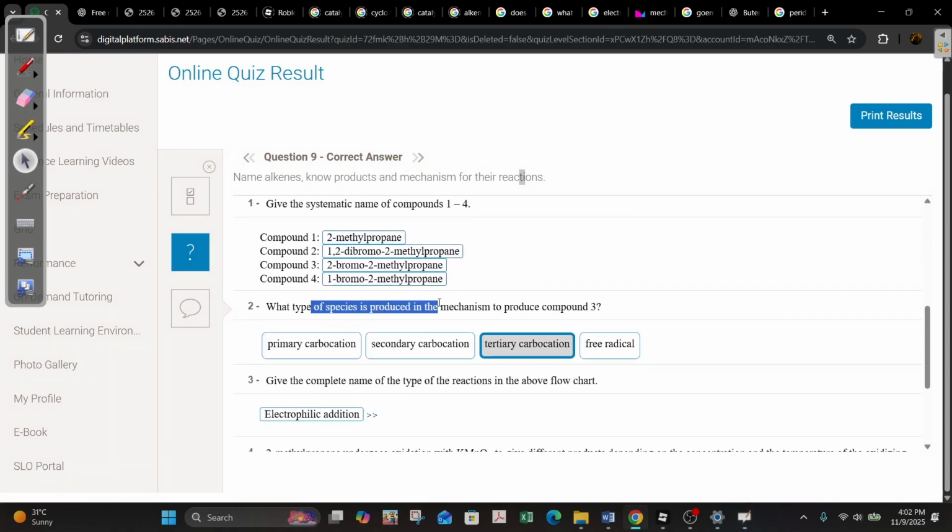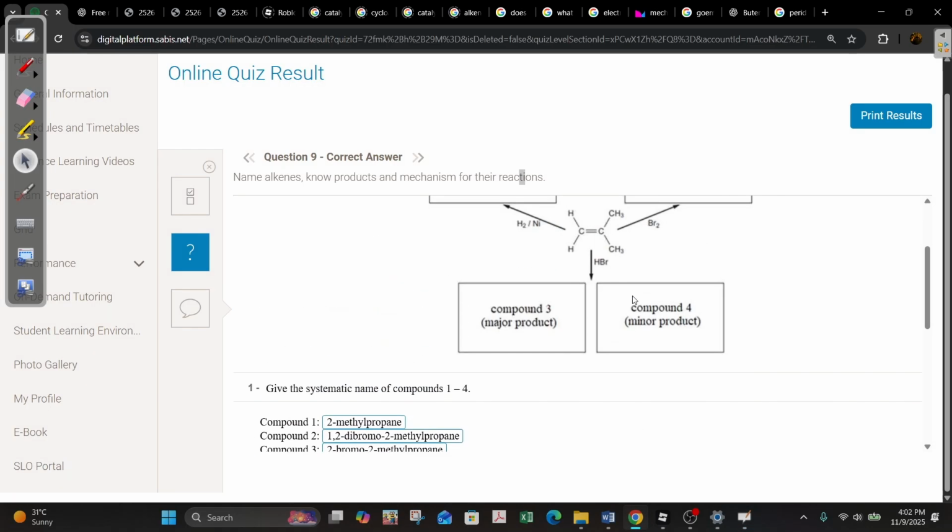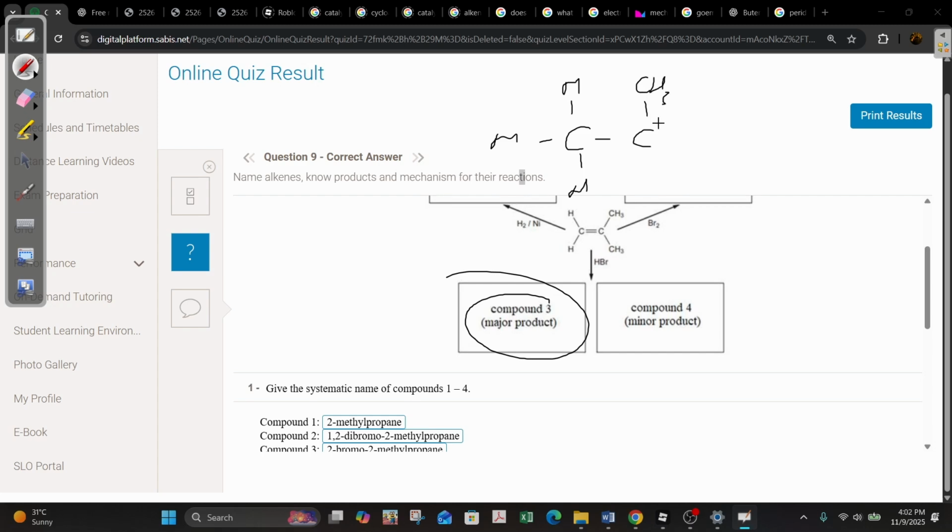Okay. What type of species is produced in the mechanism to produce compound 3? Okay. In compound 3, what do they want? Type of species produced. Oh, so they want the intermediate. So during the intermediate of this, the hydrogen has already bonded with the one with the most hydrogen. Let's take the major product for example.